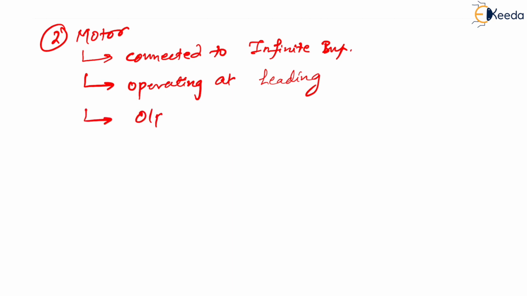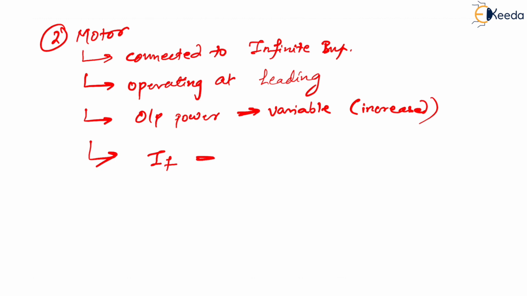Next is what? Output power. Output power we are considering variable, correct or not? So let me consider that it is increased. Correct. Then next is what? IF. Let us consider field current to be constant. Means excitation is constant, but the output power is changed. Output power is increased in the sense what?